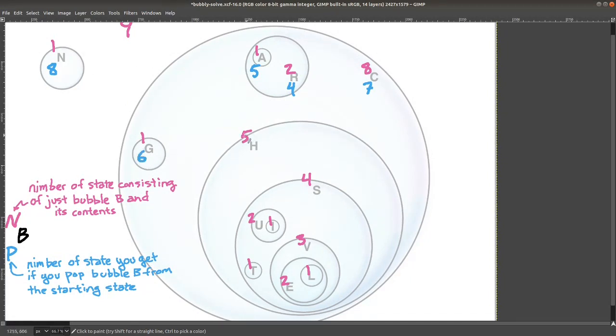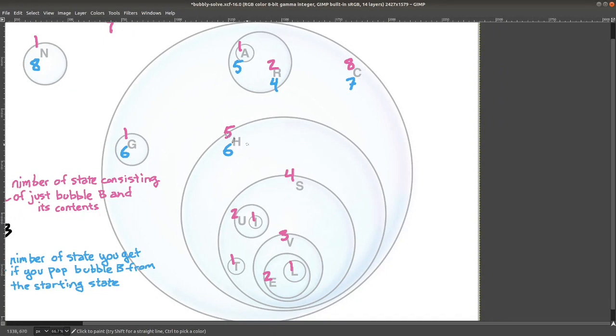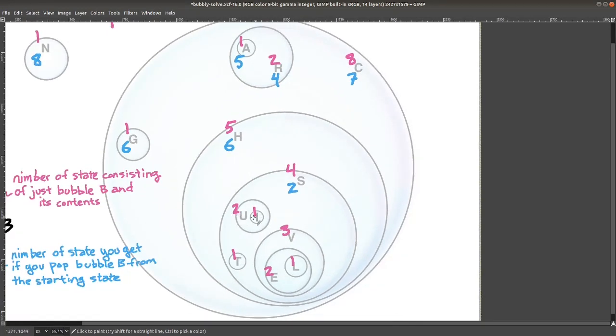If you pop H, you're left with 1, 2, 1, 4, because S is still there. That's 6. If you pop S, you're left with 1, 2, 1, 2, 1, 3. 2 of the 1s cancel and the 2s cancel. So you're left with 1 XOR 3, which is 2. All right, great. U leaves you with 1, 2, 1, 1, 1, 3, which is 1.